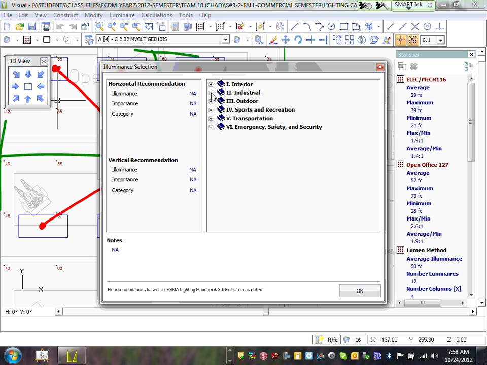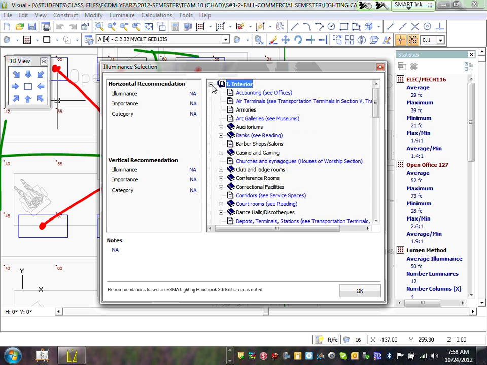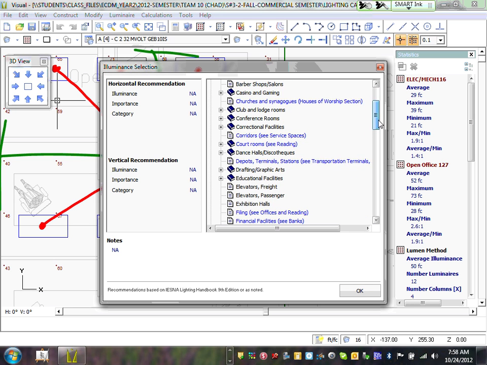When you go here, it will tell you, do you want to go interior, industrial, outdoor, sport, transportation, emergency? Let's just go interior. Cool. Here's my interior. And since we're an office building, it goes by the location.